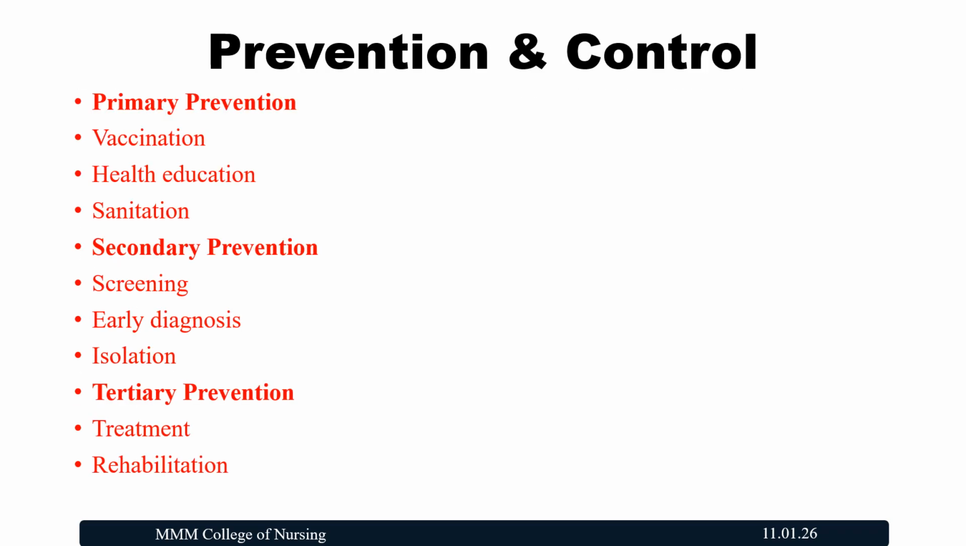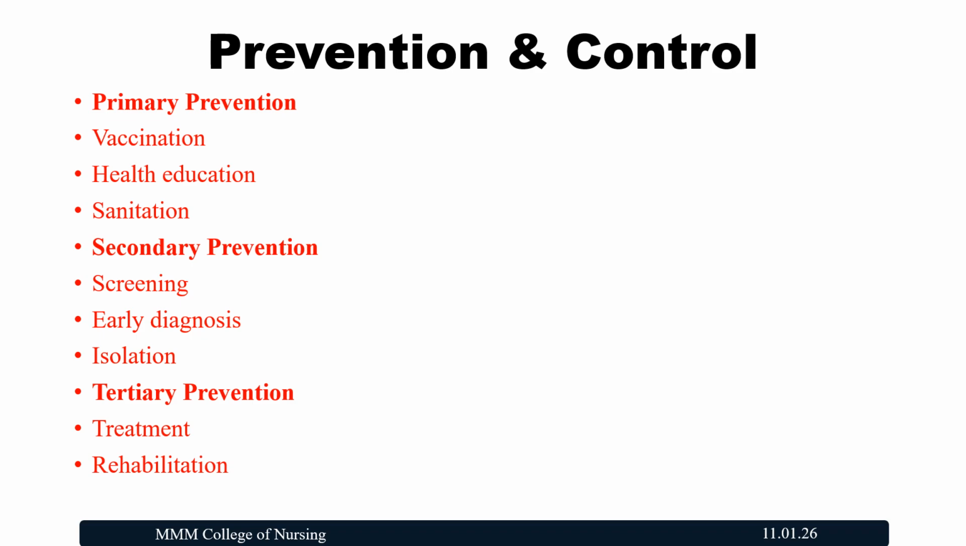The important thing, prevention and control. How we are able to prevent and control disease transmission. Always we see it under three main headings: primary prevention, secondary prevention and tertiary prevention. Nowadays we are giving more importance to primordial prevention also. Let's see the points under primary prevention: vaccination, health education, sanitation, so that people get knowledge and are able to prevent the diseases.